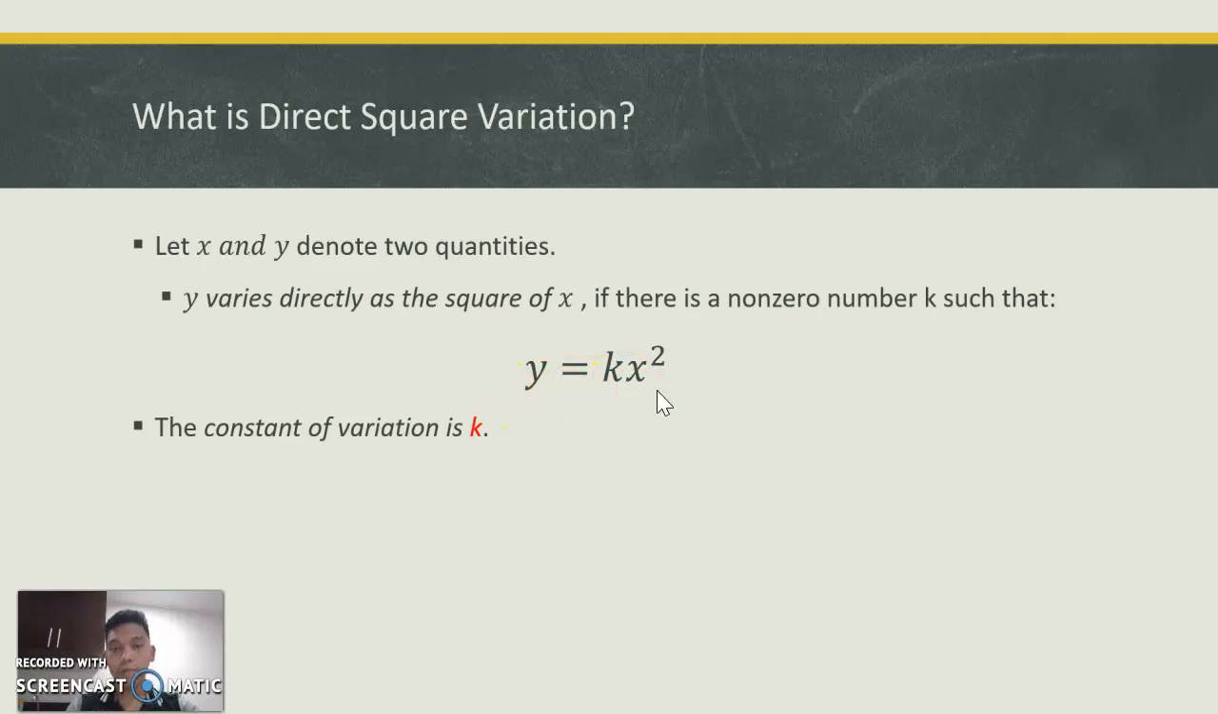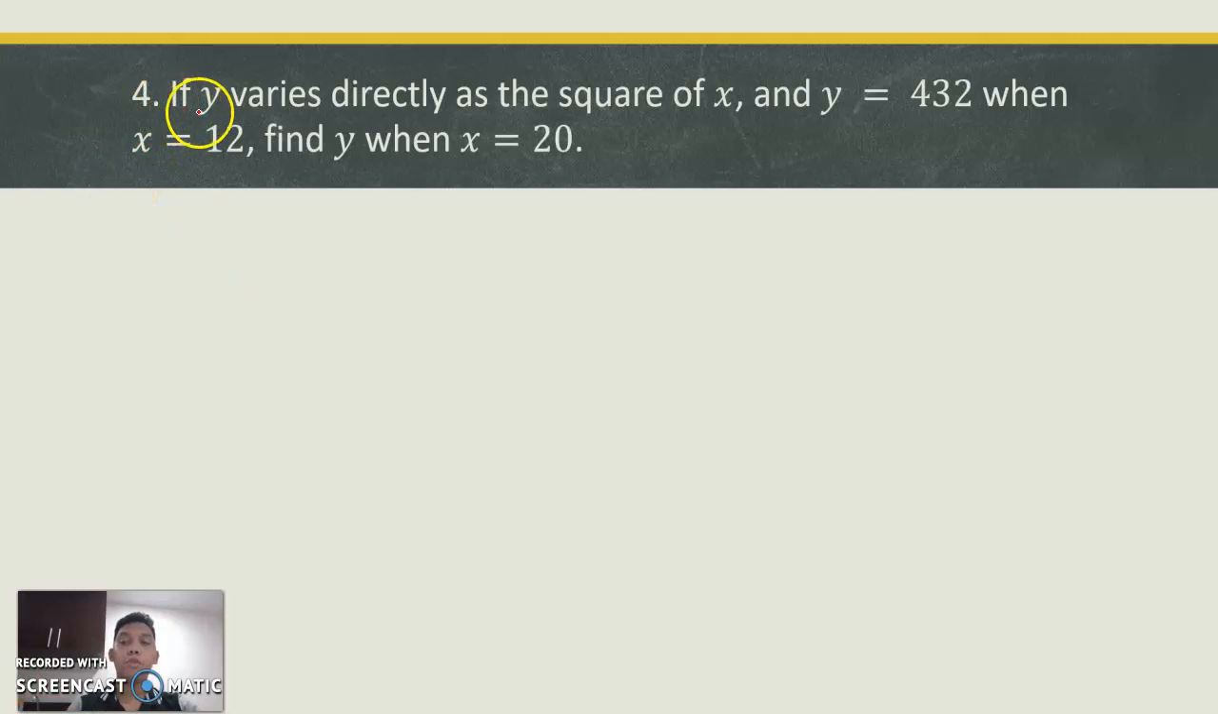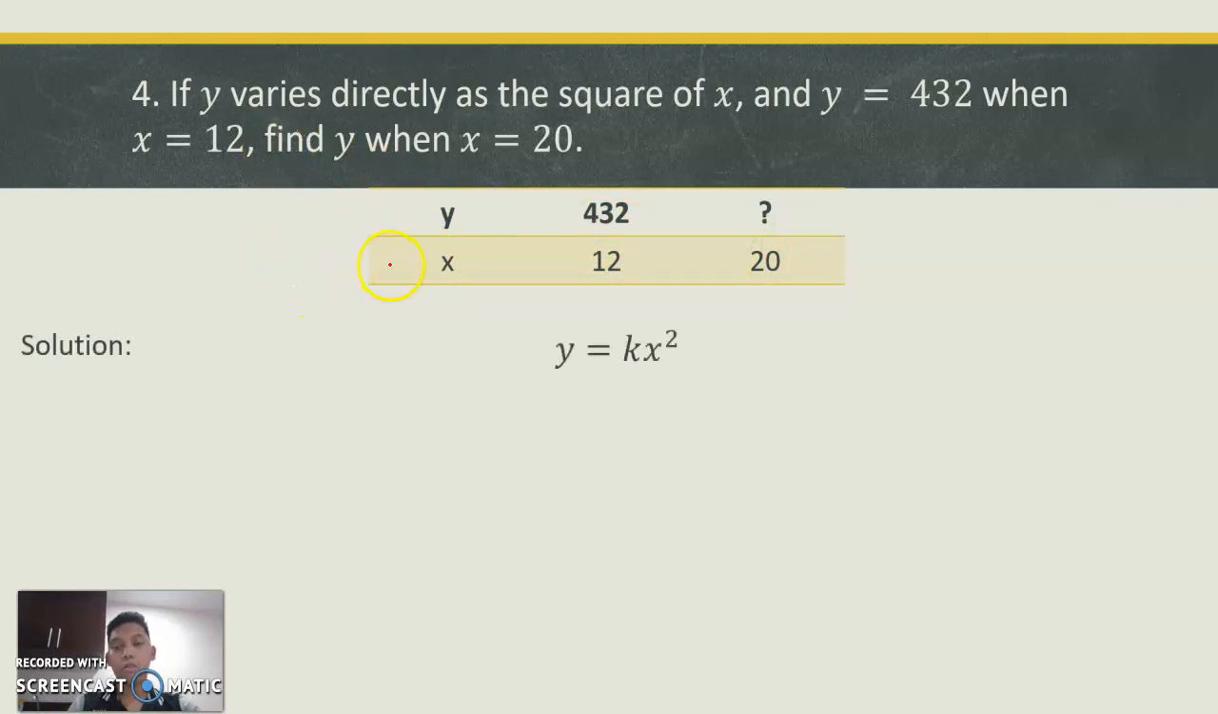Now let's proceed. For example number 4, if y varies directly as the square of x and y is 432 and x is 12, find y when x is 20. So there you have to write a table of values. It's optional anyway. So the missing is y, and you write the variation statement. So y is equal to kx squared, since this is the statement. Okay, so now you replace the first set of data to get the k. So to get the k, your y is 432 and your x is 12. Okay, before you divide, you need to square it first. So you divide it by the square of 12.